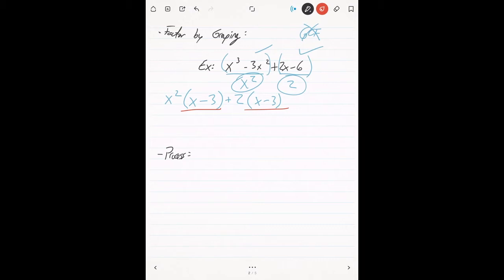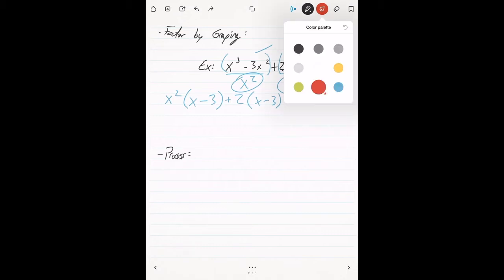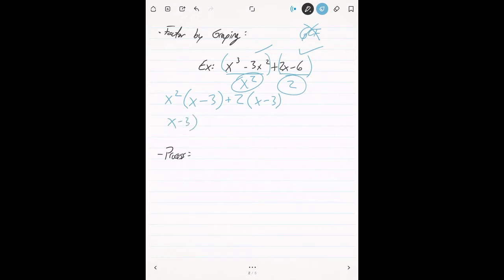And x minus 3, remember, that's one thing. That's part of this larger expression, okay? So let's go ahead and let's try to factor out the x minus 3. Let's divide x minus 3 out from each of these expressions. So when I pull out an x minus 3 from the first expression, what are we left with? An x squared. And when I divide out an x minus 3 from the second expression, we're left with a 2. Here is our final answer.